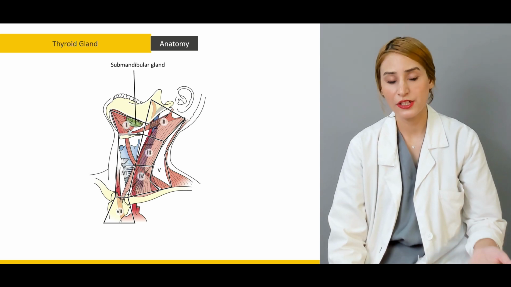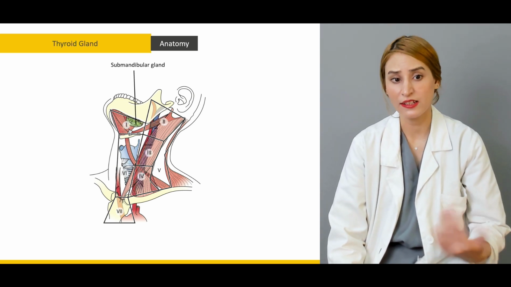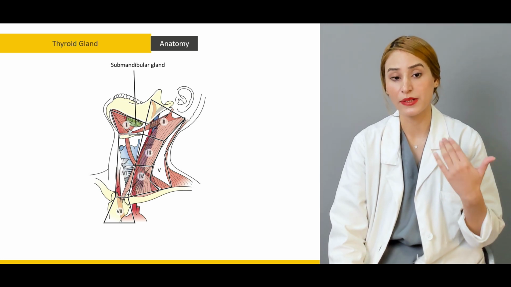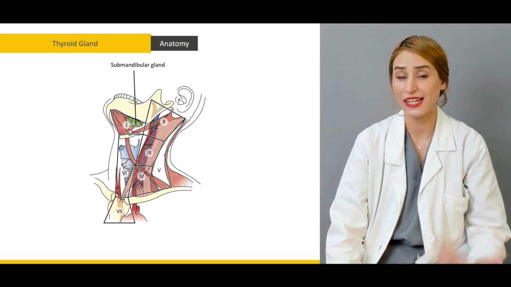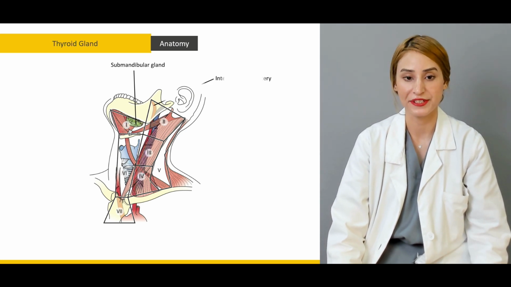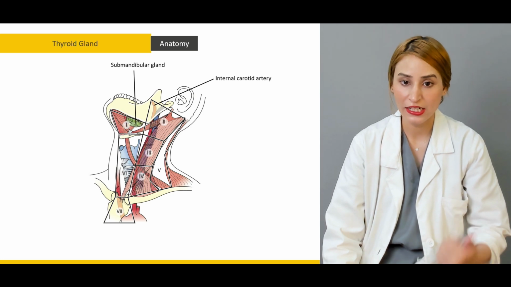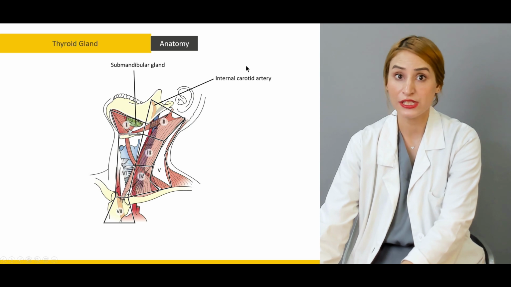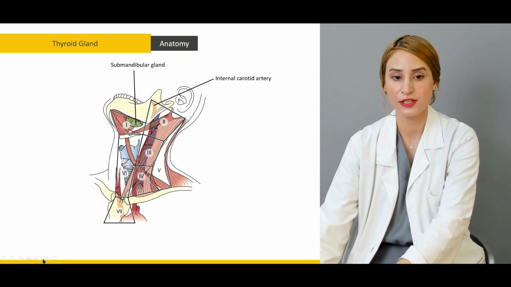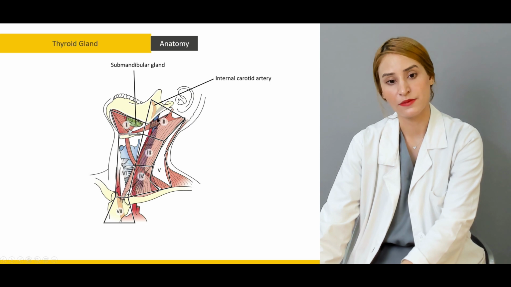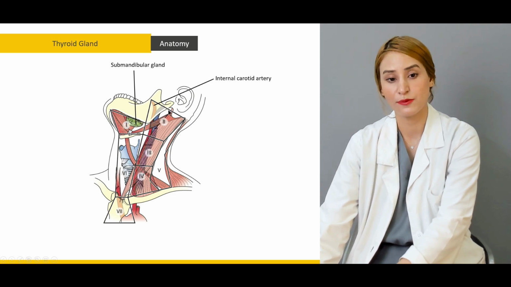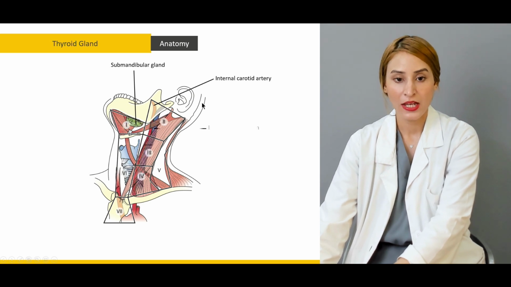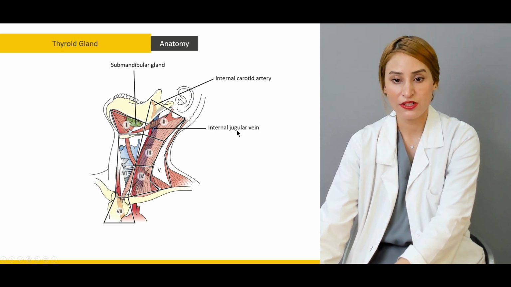In the diagram, you can appreciate the other structures as well. This is the submandibular gland, just below the angle of the mandible, so that's why it's called the submandibular gland. You can also appreciate the internal carotid artery, which is a branch of the common carotid artery, the core artery supplying the vasculature and the structures in the neck. This is the internal jugular vein.